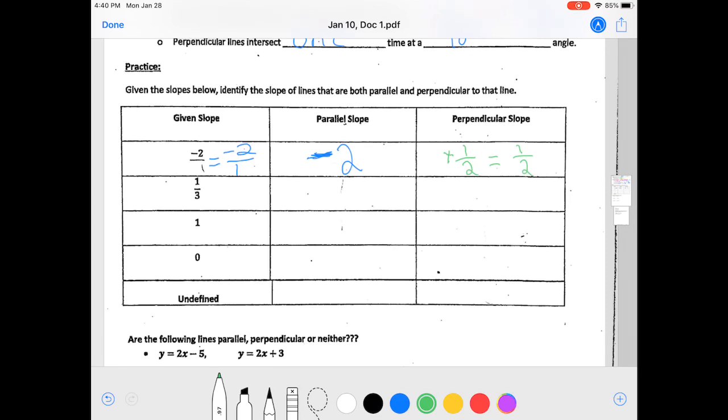Now for the next one, we are given already a fraction, so we're going to leave it as is. We've got 1/3 as our parallel, because our parallel is going to be the exact same thing as given. We started with a positive, so we're changing it to negative, and we're flipping it to 3 over 1. Now, I'm not going to take off for negative 3 over 1, but after this assessment, I'm going to expect you to go ahead and simplify your answer to negative 3.